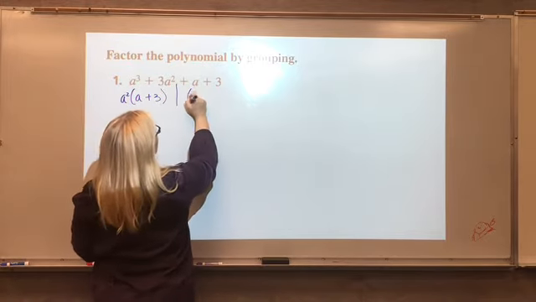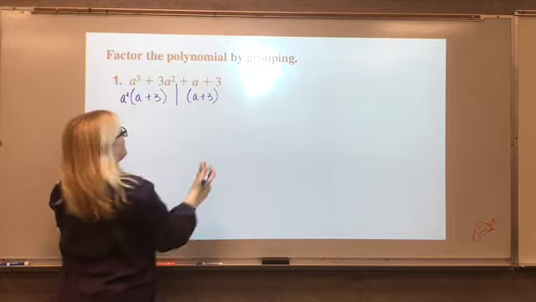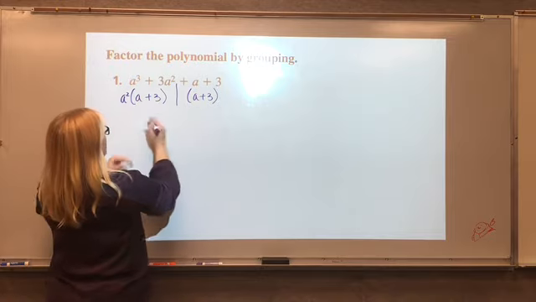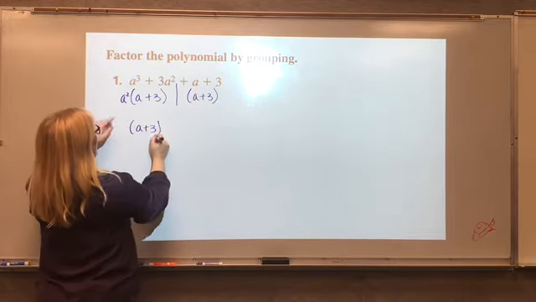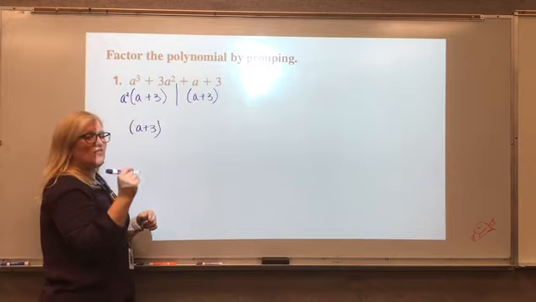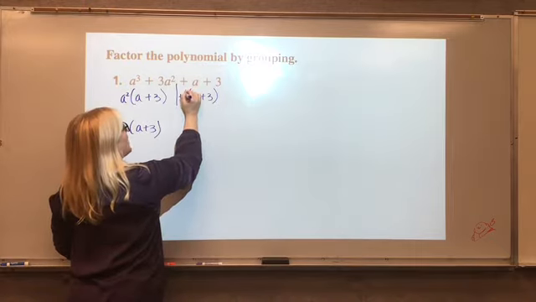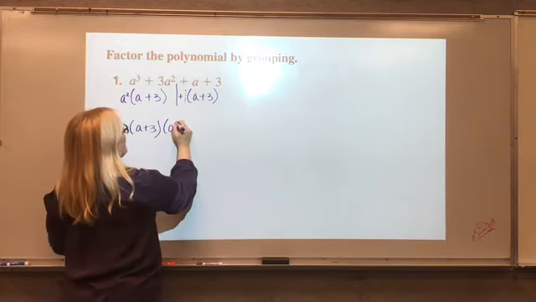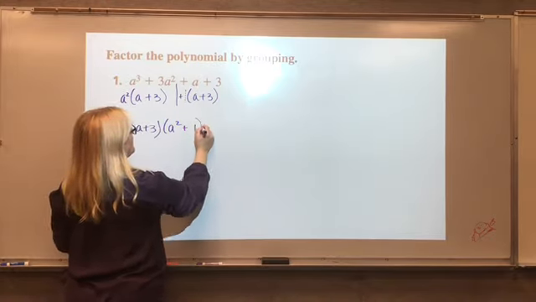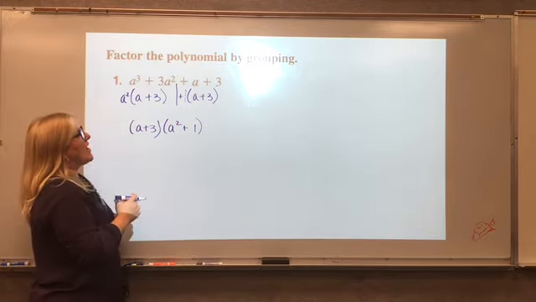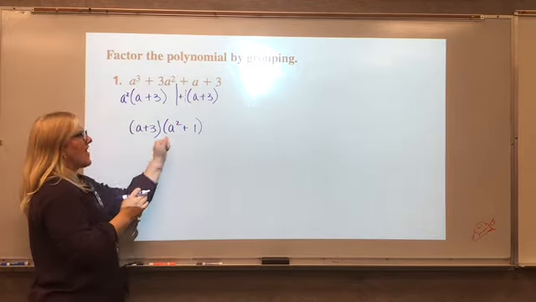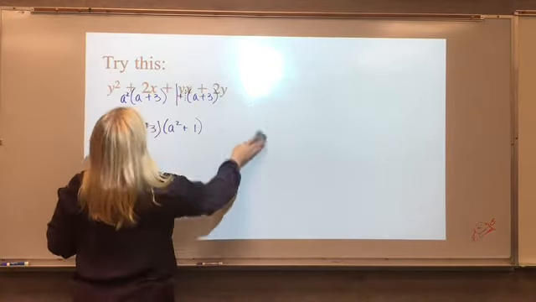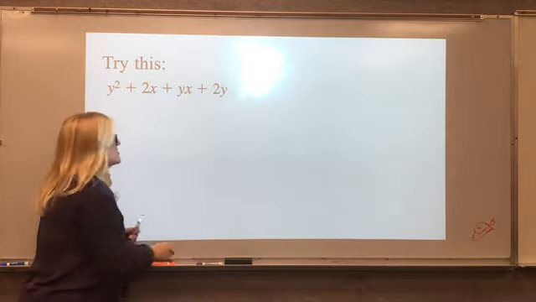Now over here, I just have an a plus 3. So I write my a plus 3. I've got that one. But now I'm just left with an a squared. Well, don't forget that you have a plus invisible 1. So then I'm left with a squared plus 1. And now you've got that factored. All right, so now I would like you to please try this one, and you can pause your video now.